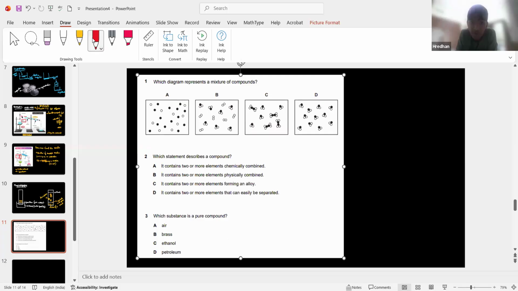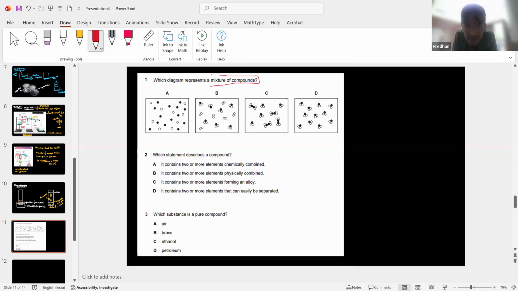A represents a mixture of compounds, and B describes what a compound is, and I think brass is a pure compound. Wait a minute. Which is the mixture here? The mixture here is A. They are asking for a mixture of compounds. I thought you were talking about a single mixture. Then it's going to be C, I think.